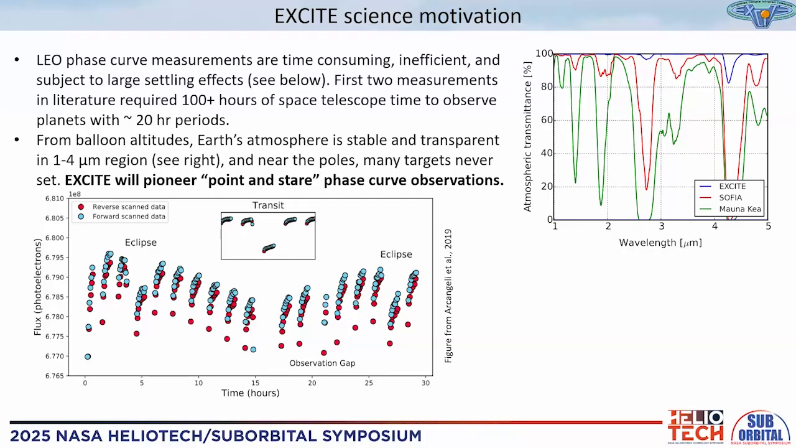But from balloon altitudes in the near infrared where we're looking, Earth's atmosphere is transparent, very stable. And you can just basically pick a target in the southern sky and point and stare. Two days later, you have your phase curve, you move on to your next target.